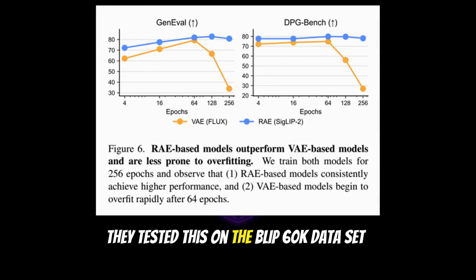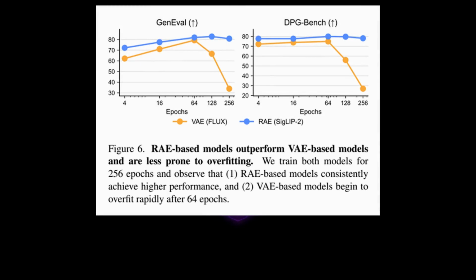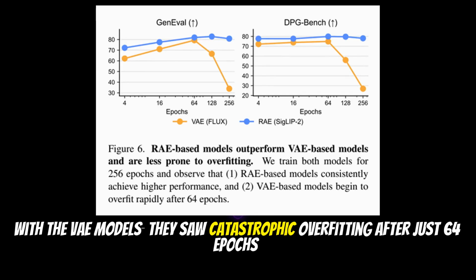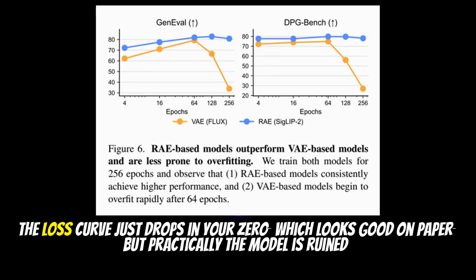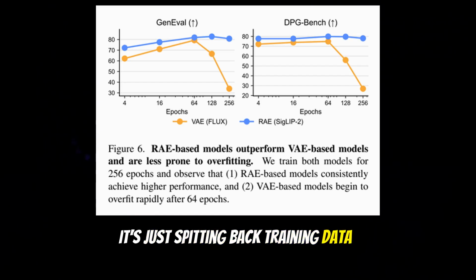They tested this on the BLIP 60K dataset. With the VAE models, they saw catastrophic overfitting after just 64 epochs. 64 epochs is nothing. The loss curve just drops near zero, which looks good on paper, but practically the model is ruined. It's just spitting back training data. And the RAE?